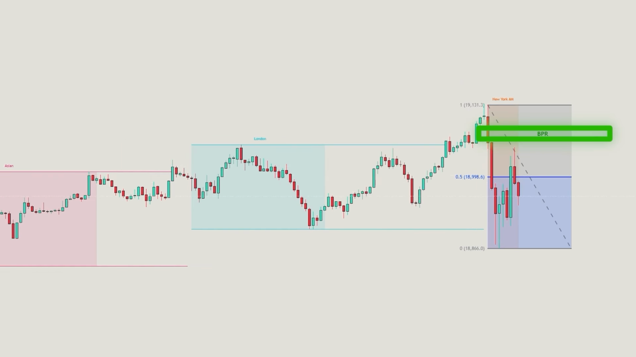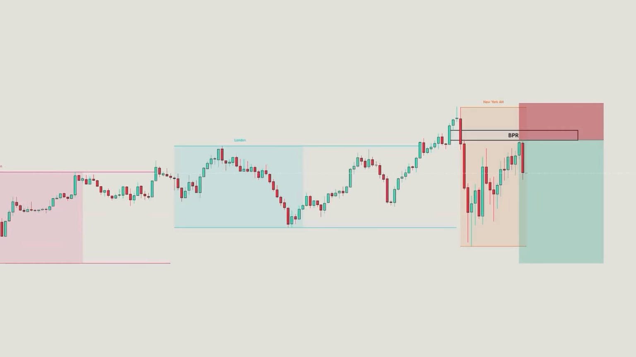Step 5. The entry. You wait for a pullback into the OTE zone, the 61.8% to 78.6% Fibonacci retracement of the last impulse. That's where you enter. Your stop goes beyond the manipulation's extreme. Your take profit targets the nearest imbalance, key level, or the day's high-low.